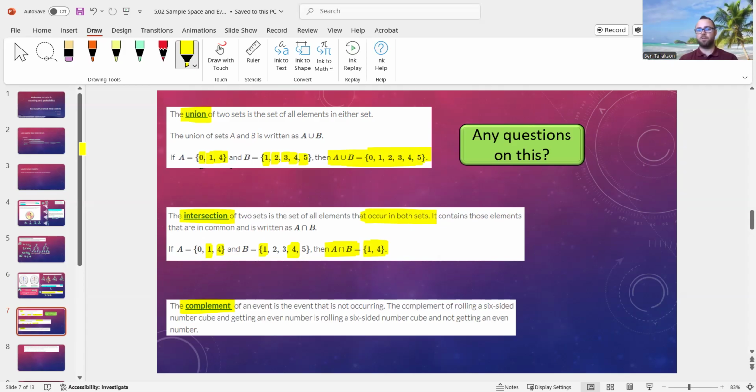Here's one example, the complement of rolling a die and getting an even number is, let me just read it. The complement of rolling a six-sided number cube, a die, and getting an even number is rolling a six-sided number cube and not getting an even number, so getting an odd.